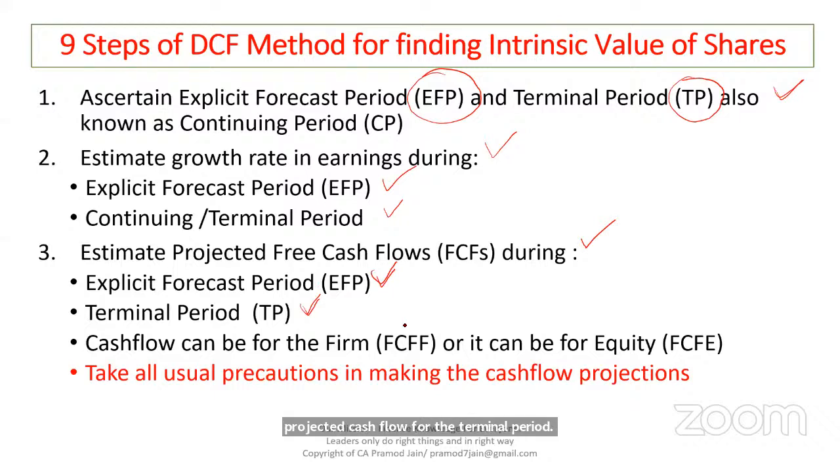Now, remember, when you are making the projected cash flow, it can be free cash flow for the firm, or it can be free cash flow for the equity. What is the difference between the two? Very simple. Free cash flow for the firm would mean cash flow which is available to all the stakeholders, not only the equity shareholders, but also the preference shareholders and the lenders, all of them put together. And the free cash flow for equity, what would it mean? It would mean the cash flow which is available only for the benefit of the equity holders. And that is what you will need to do as the third step.